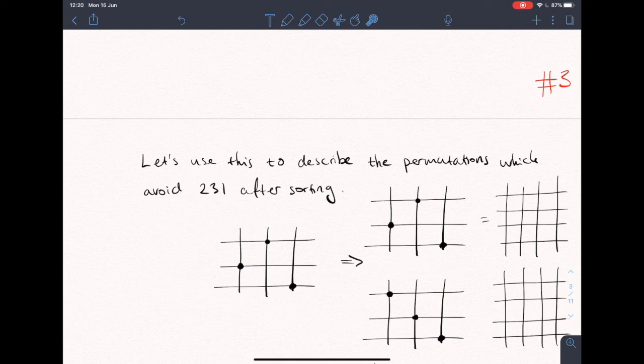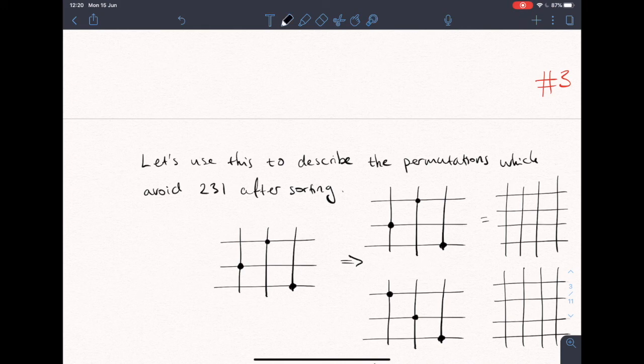This is because non-inversions in the input stay as non-inversions, but inversions in the input can become non-inversions in the output. So these are the only 2 candidates for the input to get a 2, 3, 1 in the output.